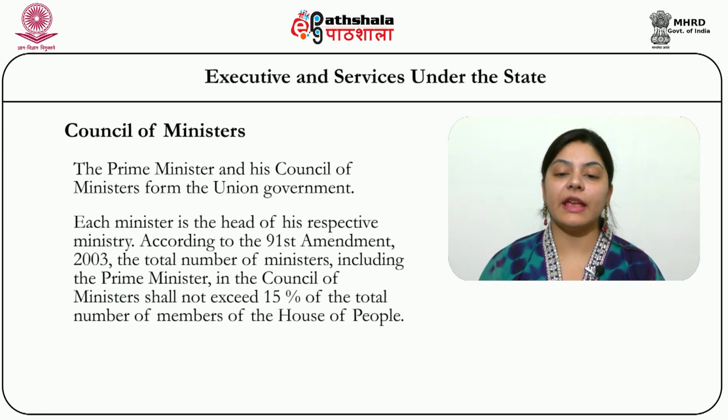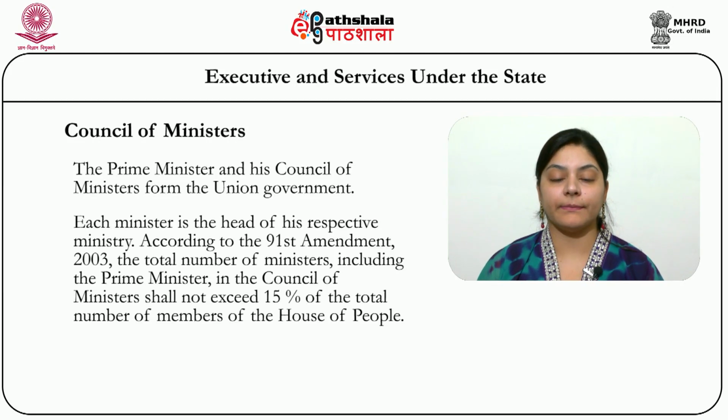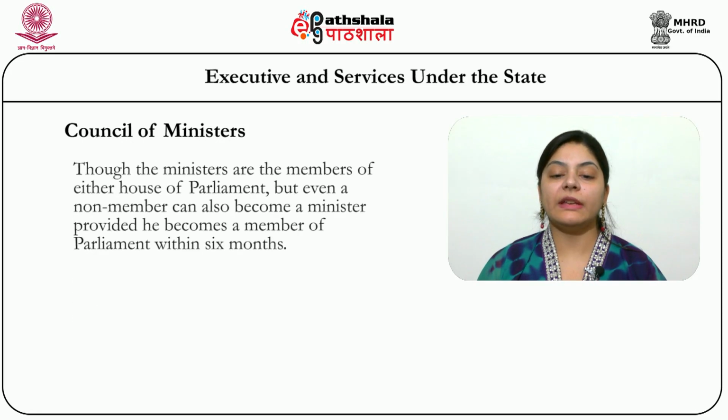Each minister is the head of his respective ministry. According to the 91st Amendment 2003, the total number of ministers, including the Prime Minister, in the Council of Ministers shall not exceed 15% of the total number of members of that house, that is the House of People, that is Lok Sabha. Though the ministers are the members of either House of Parliament, even a non-member can also become a minister provided he becomes a member of Parliament within 6 months.